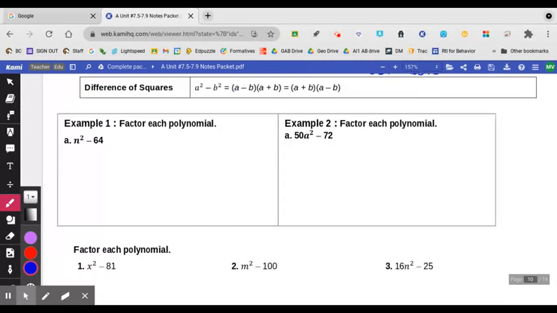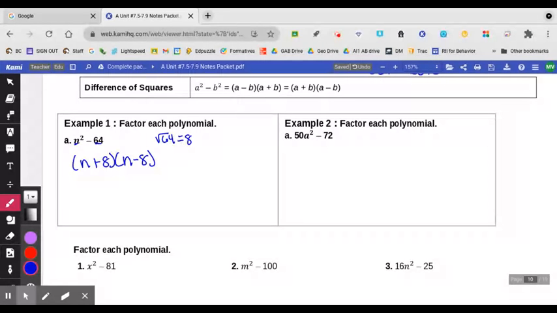So when we look at n squared minus 64, there is no GCF. N squared is a perfect square, 64 is a perfect square, and I'm subtracting. So that means it's n plus 8 times n minus 8, because the square root of 64 equals 8.